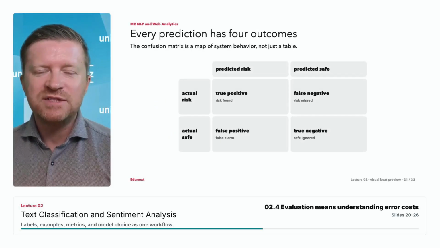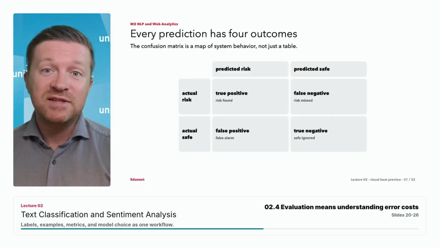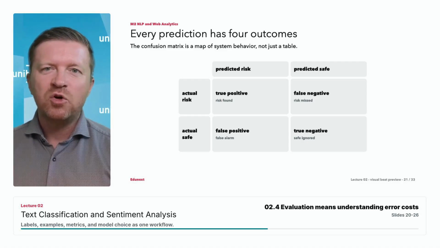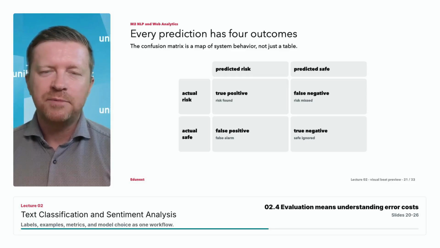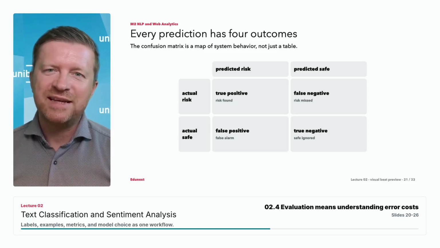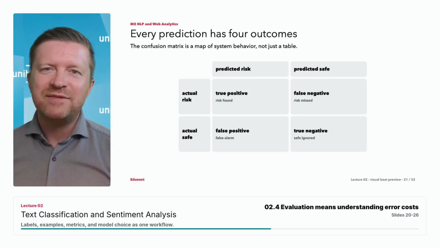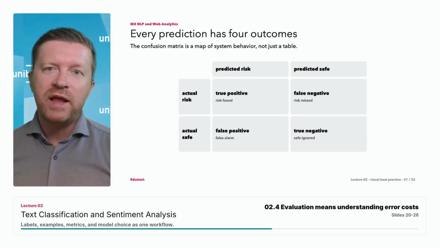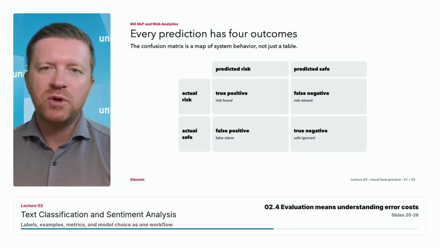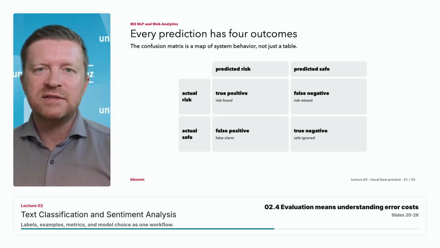The matrix is not just a table, it is a map of system behavior. It separates true positives, false positives, false negatives, and true negatives. If the model predicts risk and the customer really is at risk, that is a true positive. If the model predicts risk but the customer is fine, that is a false positive. If the customer is at risk but the model misses it, that is a false negative. And if the customer is not at risk and the model correctly ignores it, that is a true negative. Once you see these four outcomes, precision and recall become easier to understand.